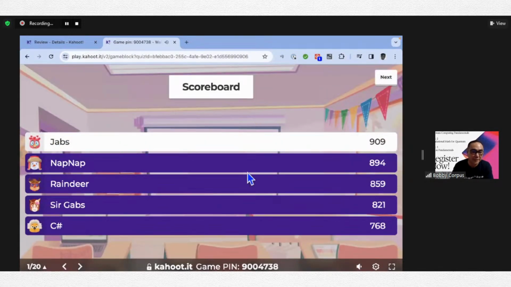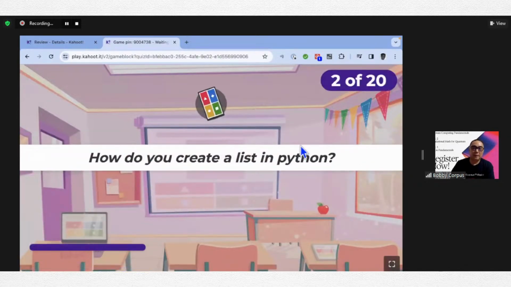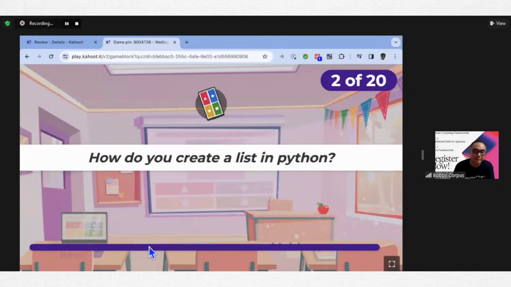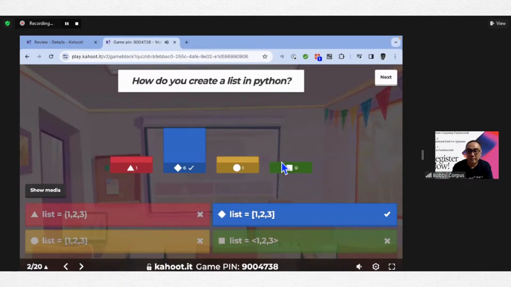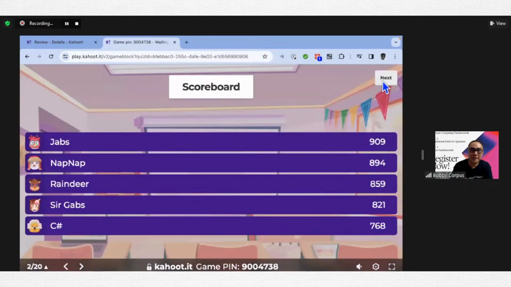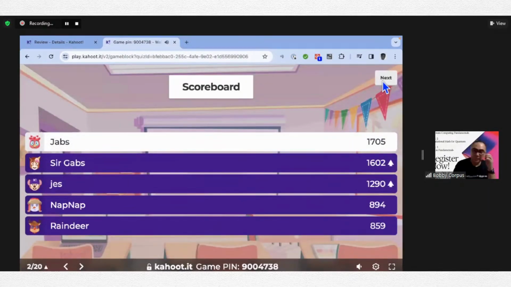Okay, so jobs, Reindeer, Sir Gabs, C sharp. So, top 5 lang. Okay, how do you create a list in Python? Okay, alin dyan? Nice. Okay, very good. Next. Leaderboard, jobs.